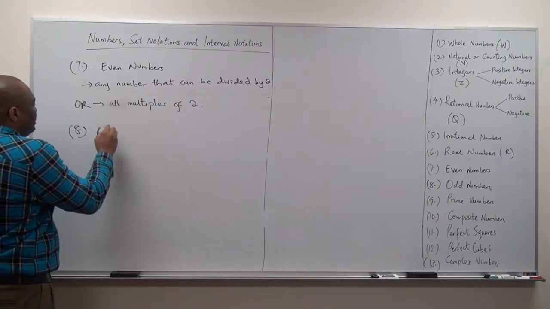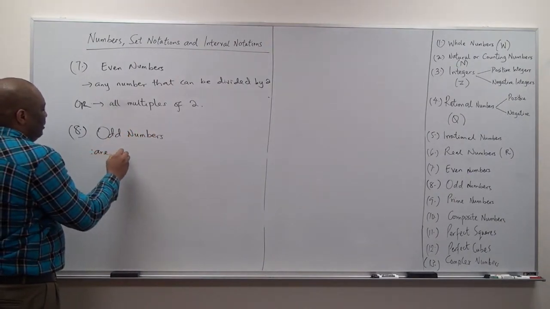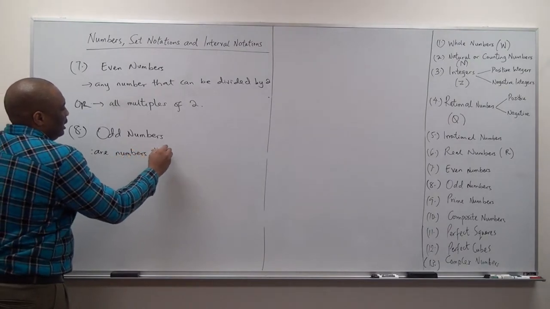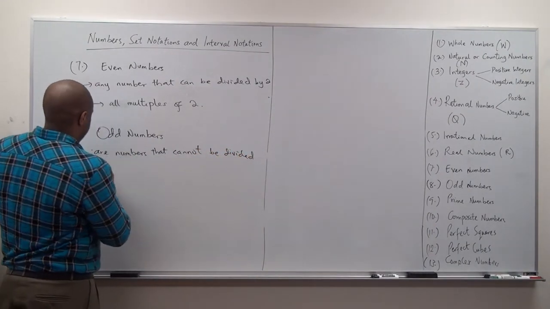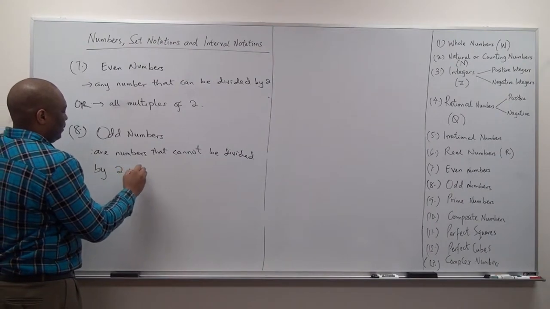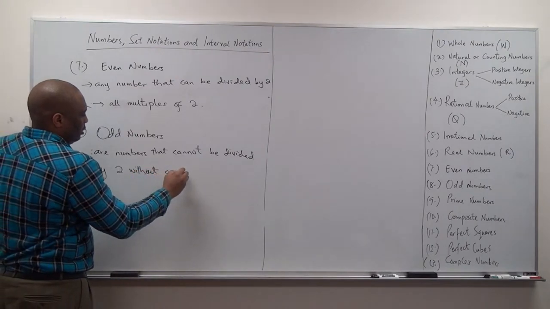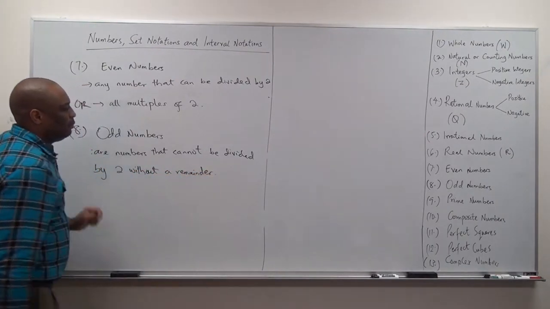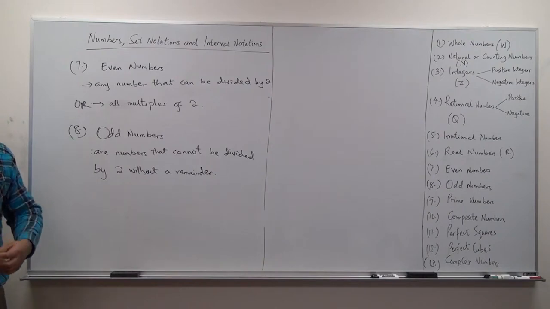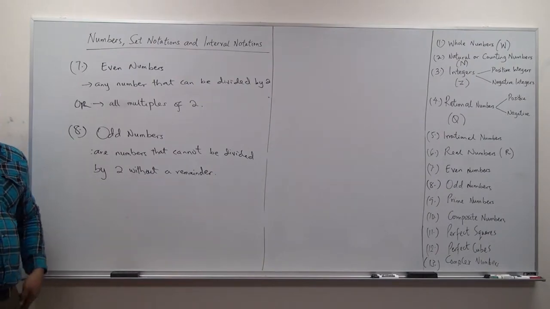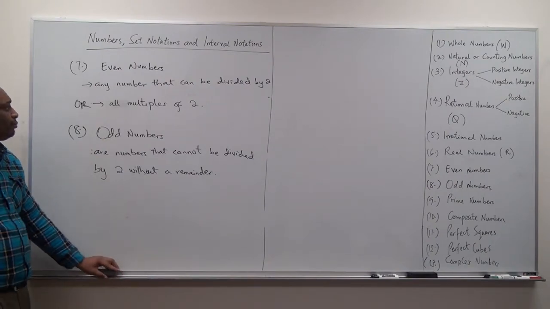The next one we have is odd numbers. Odd numbers are numbers that cannot be divided by 2 without a remainder. That means if 2 divides it, there must be a remainder. If 2 divides any odd number, then there must be a remainder. It cannot be divided by 2 without a remainder. So these are odd numbers like 1, 3, 5, 7, 9, and the rest of them. Okay.